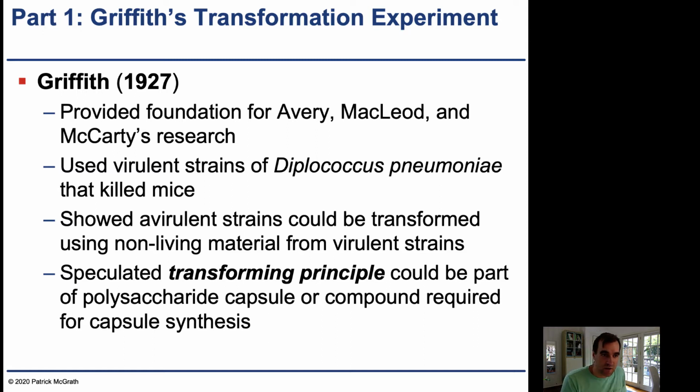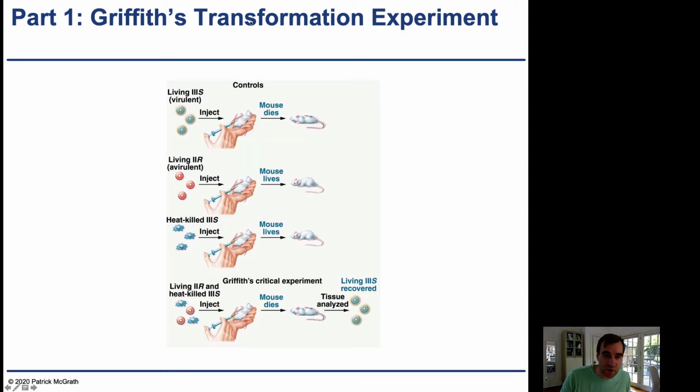So Griffith's experiments provided the foundation for Avery, McLeod, and McCarty's research. What Griffith did is use virulent strains of Diplococcus pneumoniae that killed mice. Griffith also had avirulent strains. These are strains that were unable to kill mice, but they could be transformed into virulent strains using non-living material from virulent strains. And so he identified what's called a transforming principle, which could transform a non-virulent, avirulent strain into one that was now able to kill its host. And so how did this experiment work?